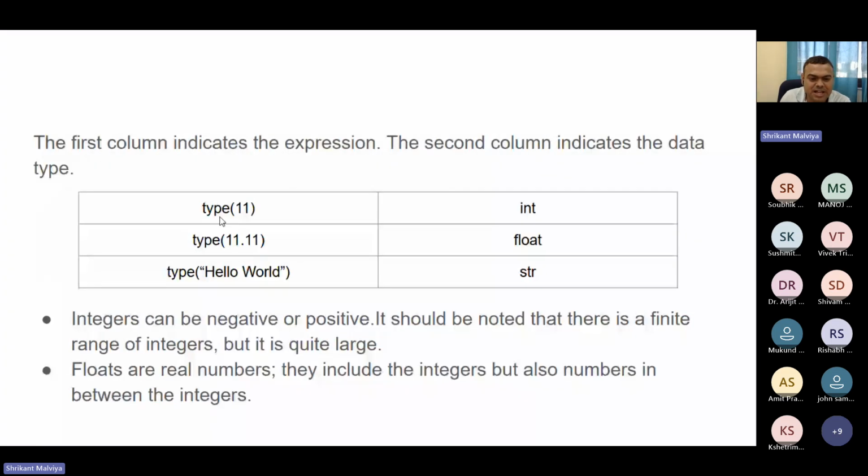A few more examples: the type of 11 is integer, the type of 11.11 is again float. Here, if we have the string hello world and we want to know its type, definitely it's going to be string.